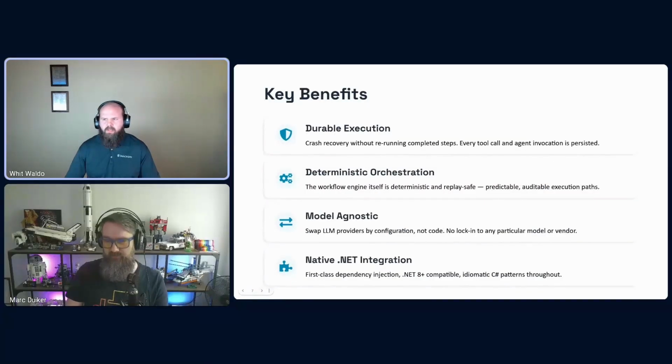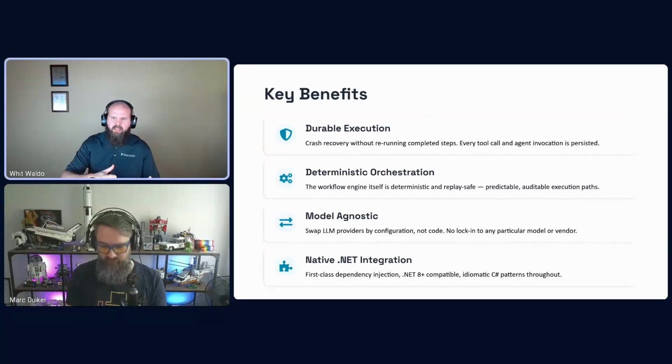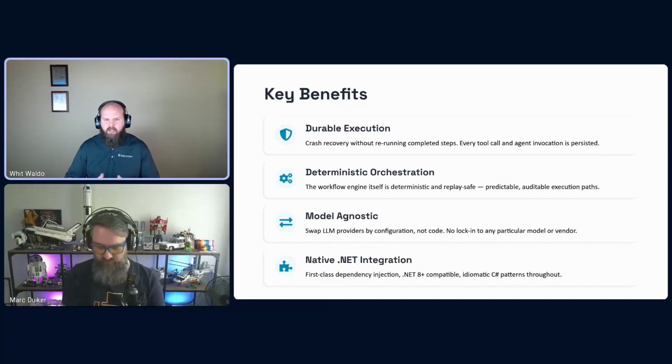So what do you get from this? Again, it's built to tackle the problems that we addressed earlier. So you're going to get the durable execution. That's the big one. If it crashes, it resumes from that last activity, not from scratch. The LLM itself may be probabilistic, but the workflow engine is going to be predictable. So it's deterministic orchestration. Every time the workflow runs, it's going to run the same way.